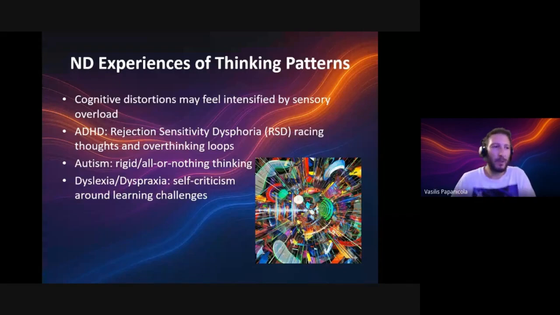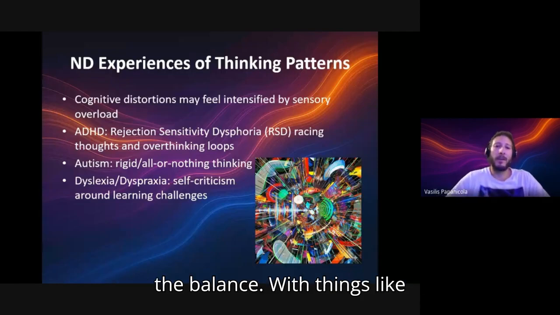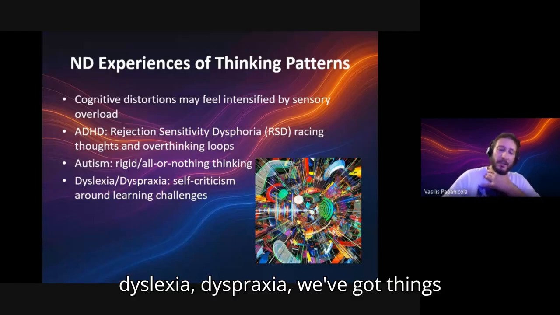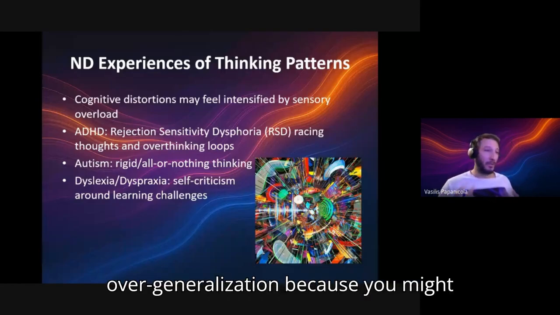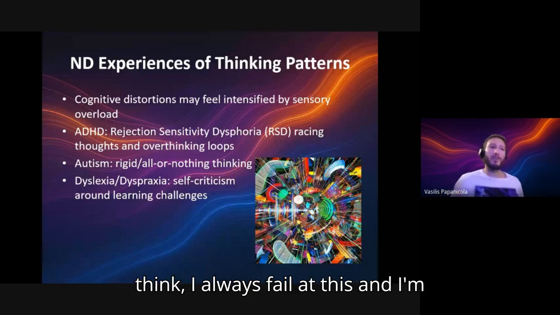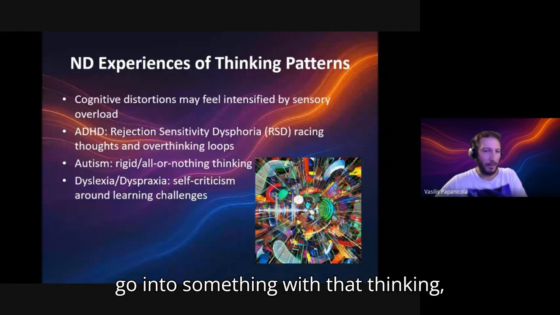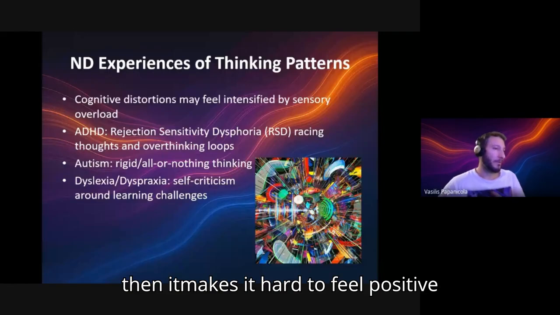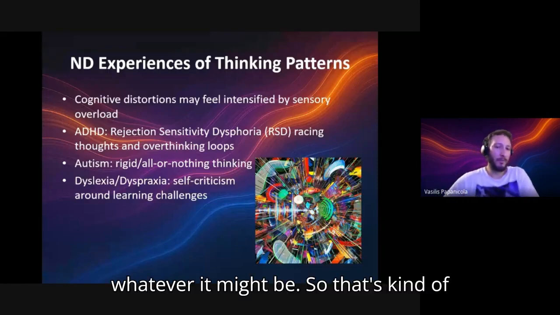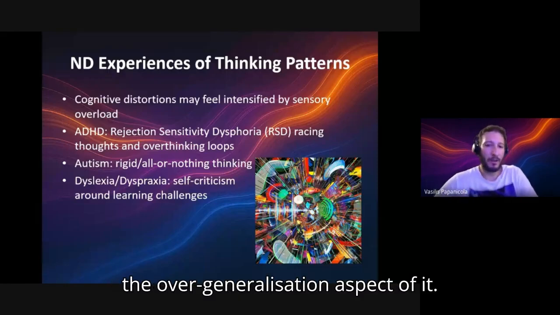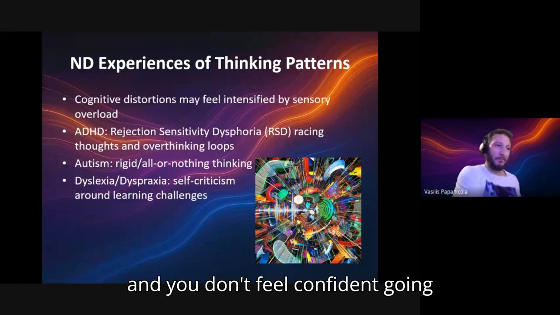It's just jumping a little bit to conclusions to either end of the scale and not being able to gauge the balance. With things like dyslexia and dyspraxia, we've got repeated struggles with tasks, which can fuel self-blame or overgeneralization, because you might think, I always fail at this, I'm always just no good at this. And if you go into something with that thinking, then it makes it hard to feel positive about it in future times when you've got to deal with that task or situation, whatever it might be. So that's the overgeneralization aspect of it. And that reinforces low confidence, and we don't feel confident going forwards.